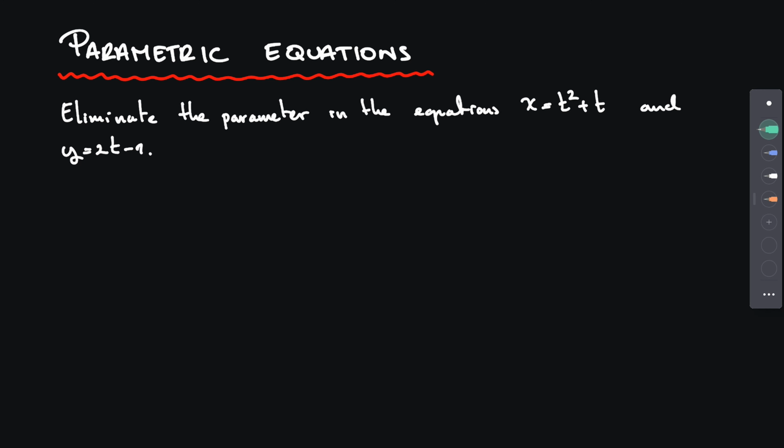In this video, we're going to keep talking about parametric equations. In this case, we're going to learn how to eliminate the parameter in equations. So in this case, we have to eliminate the parameter in this equation and this equation. Let me use different colors for this one too.